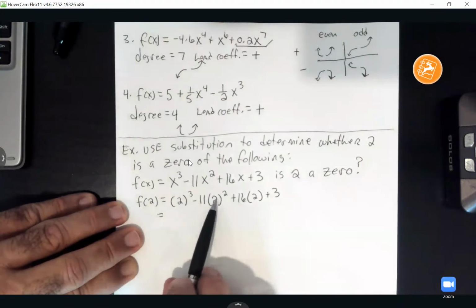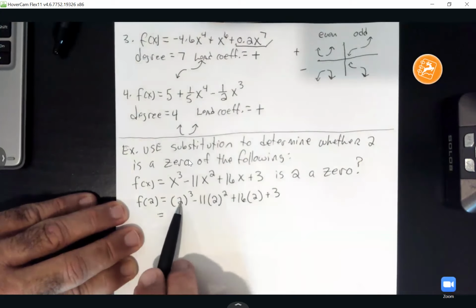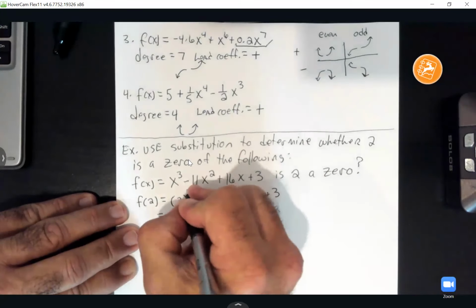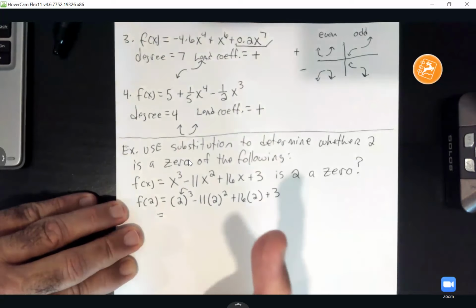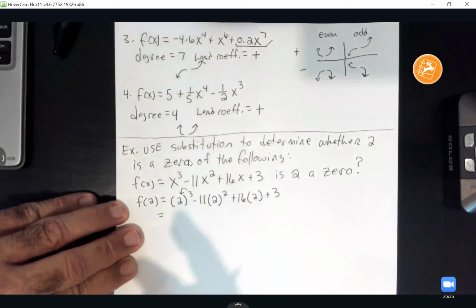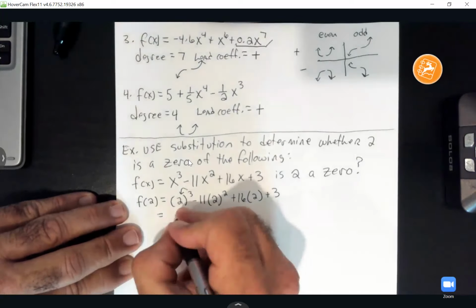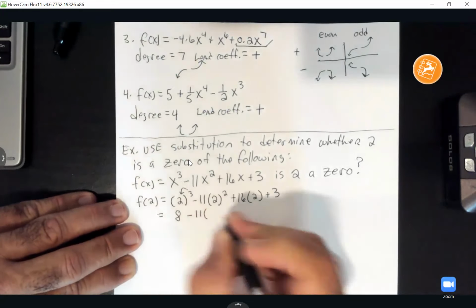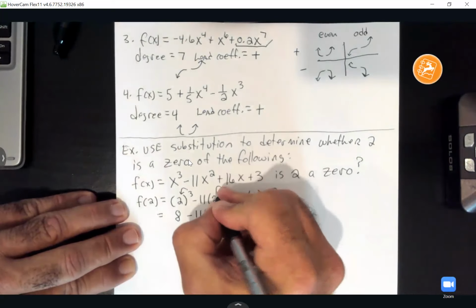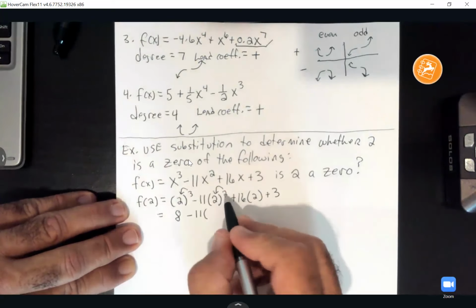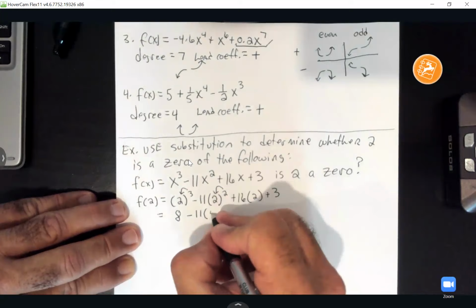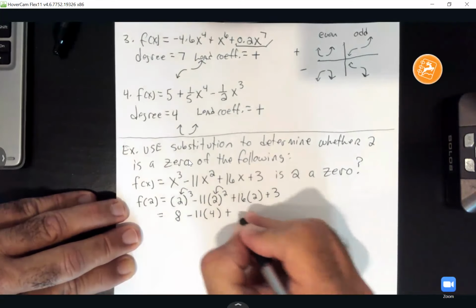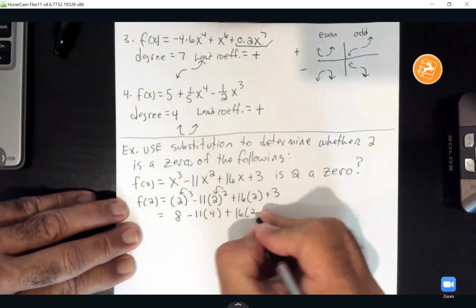So y'all, I'm going to start with these exponents first. 2 to the third power. 2 times 2 times 2. So it's going to give me 4 times 2, which is 8. I'm going to bring down to minus 11 and figure out what 2 squared is. Well, that's 2 times 2, which is 4. And then, y'all, I'm just bringing everything else down at the moment.